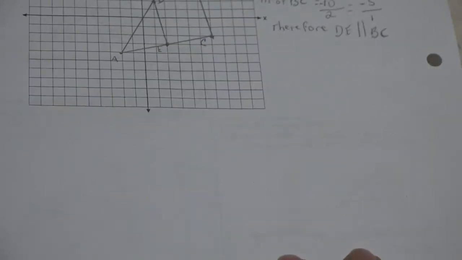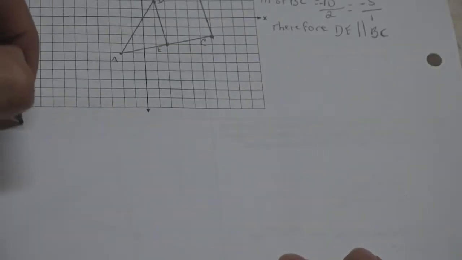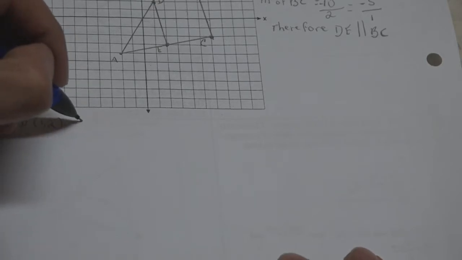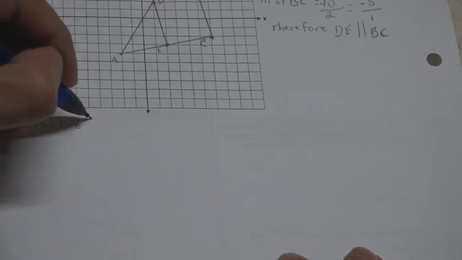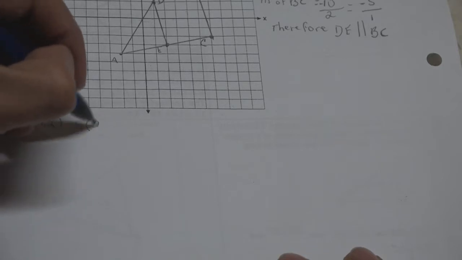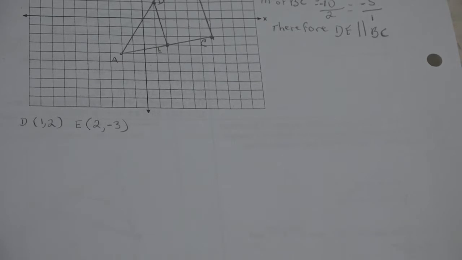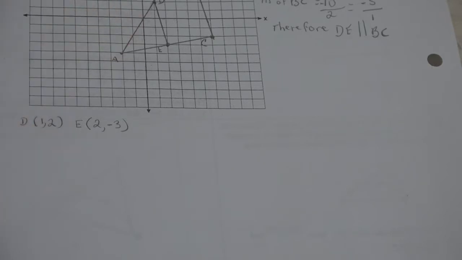So let us go over here. What are the coordinates of D? The coordinates of D are 1, 2. What are the coordinates of E? The coordinates of E are 2, negative 3. Now, question. I'll give you 1 point if you answer this question. How can I find the length of DE?